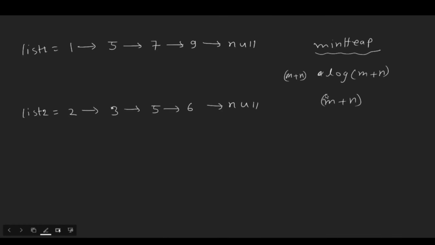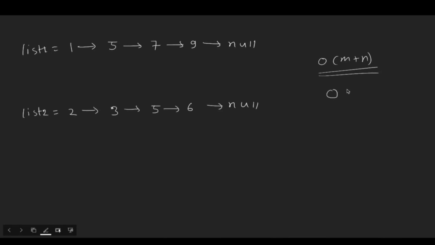If we came up with this solution, a recruiter will not be happy with it. Let's see the efficient solution. With the efficient solution, we're going to solve this problem in O of m plus n time complexity, and it will take constant space. We're going to use two pointers.